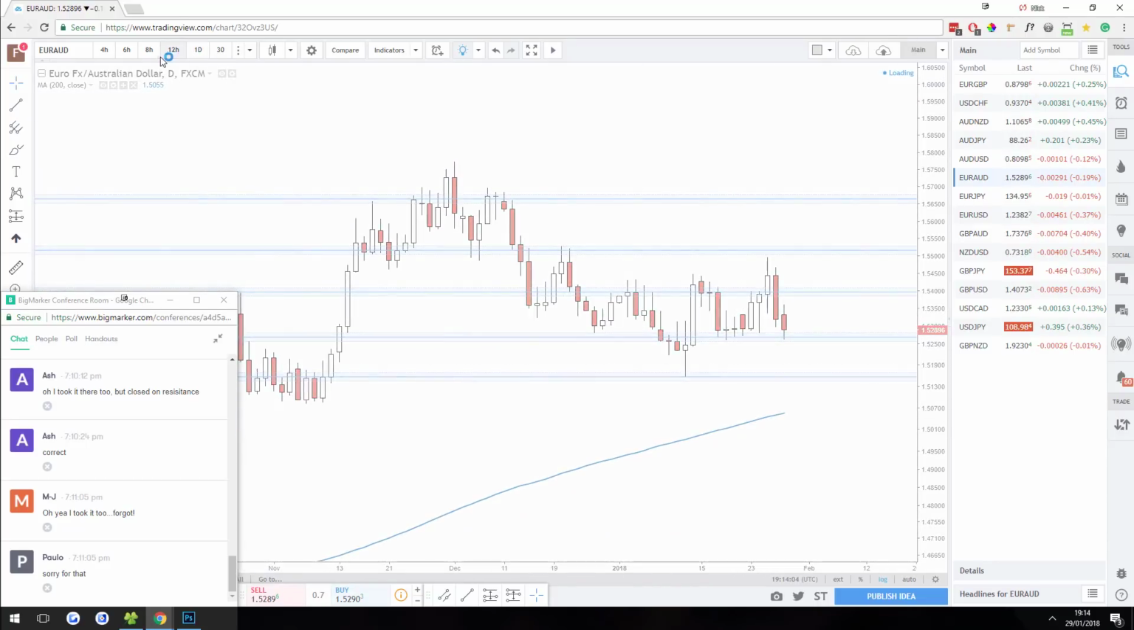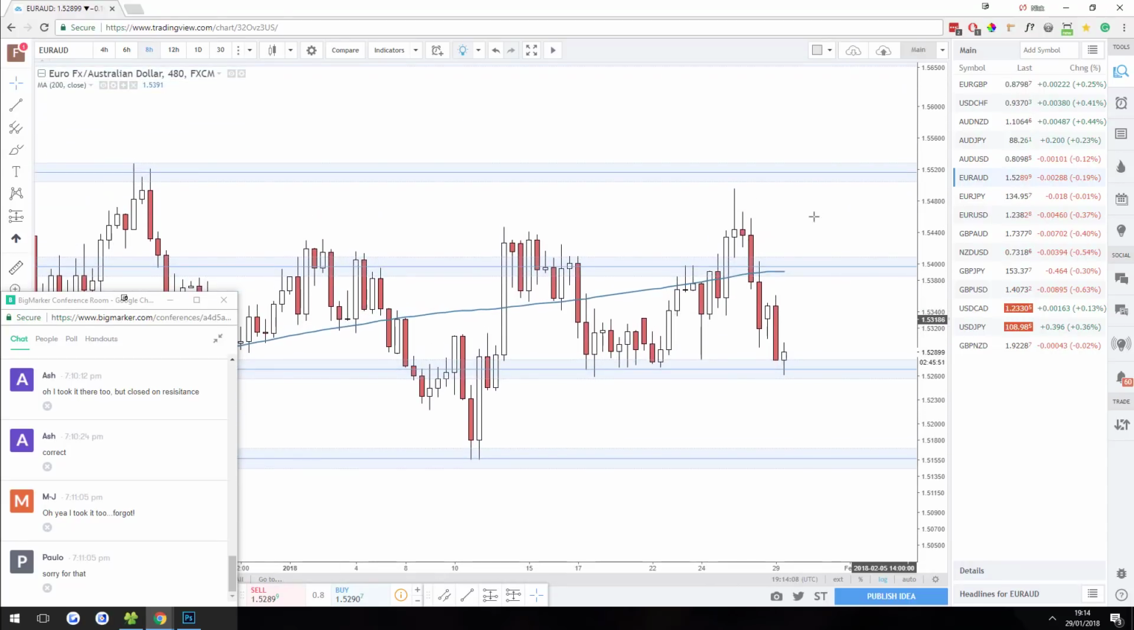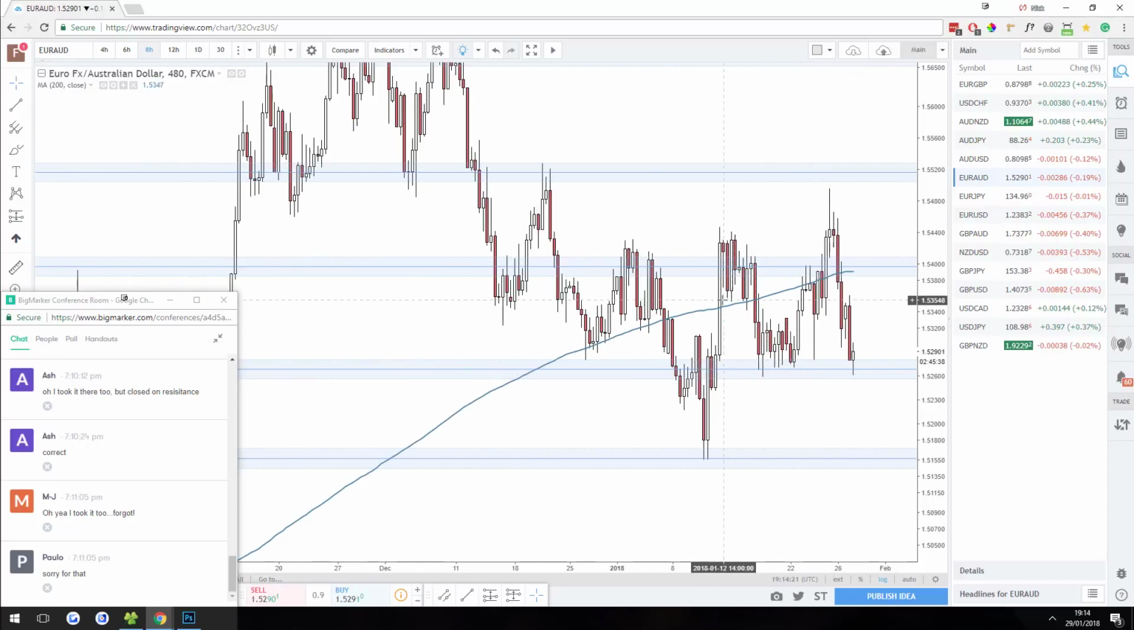Decent support area, not great, not bad though. Solid indecision forming on top of it. Let's keep a close eye on this. This could give us a trade early in the week, probably tomorrow sometime, maybe. It's not definitive, but let's see how this candle closes.